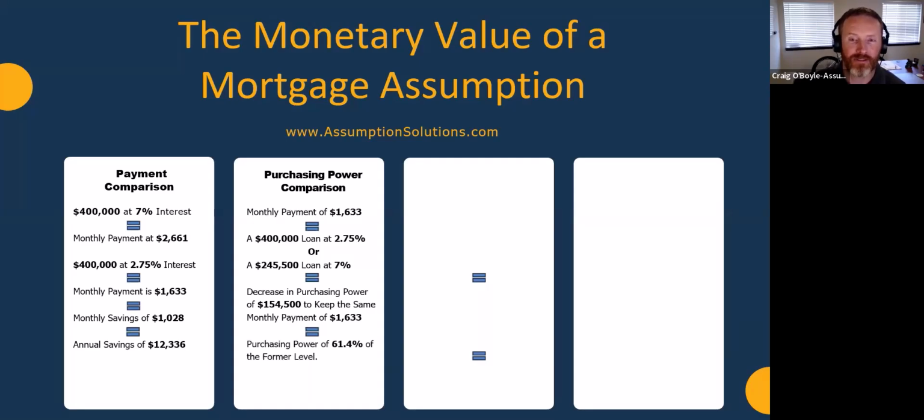What that means is effectively your purchasing power is now only 61.4% of the former level. So you've had a massive pullback on what the average buyer can purchase to afford a payment level that they were previously able to get. Big deal there, big deal. Now those two, I think, are headline numbers.